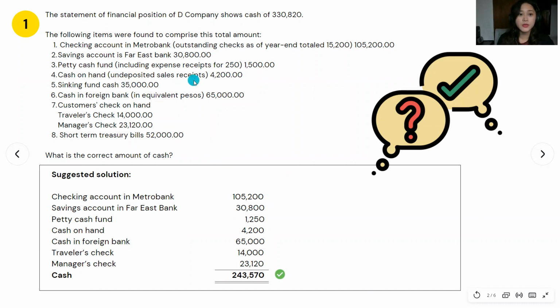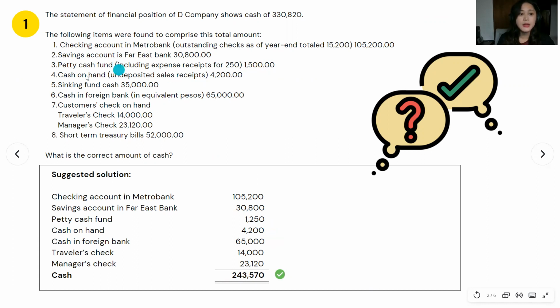Petty cash fund, including expense receipts for 250. So, ang petty cash fund is a sample of cash fund that is for current operations. Pero dapat ang include lang natin is yung coins and currency. So, excluding yung expense receipt na 250 pesos. So, 1,500 less 250 equals 1,250.